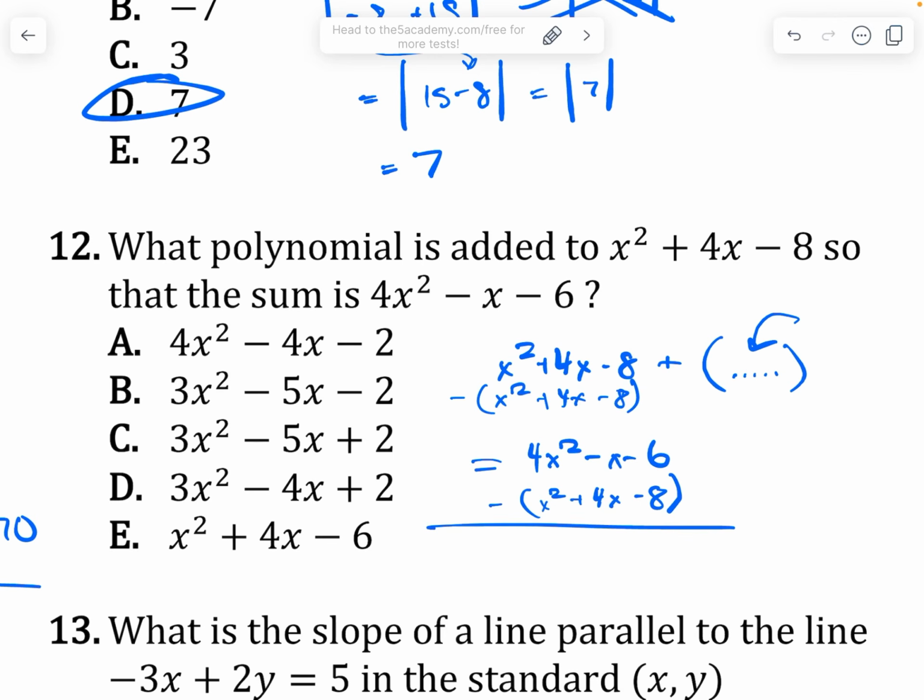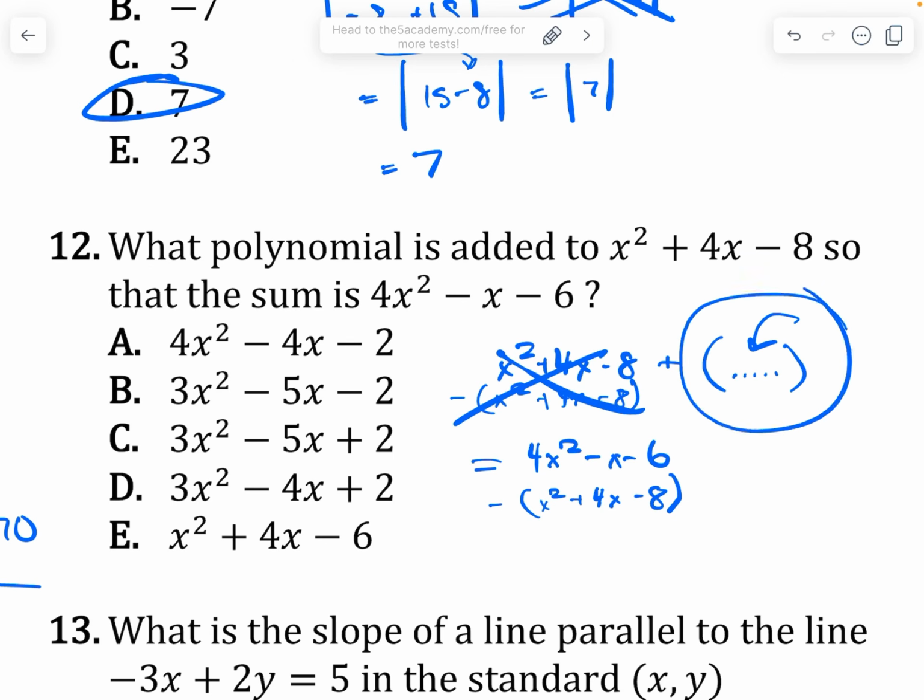Right? So this would cancel out, and this effectively gives me, hey, here's the unknown polynomial. It's just equal to this guy. Okay? Now, in order to evaluate this, you have to distribute the negative to each of these terms, which can get a little confusing, and you don't want to make sign mistakes.